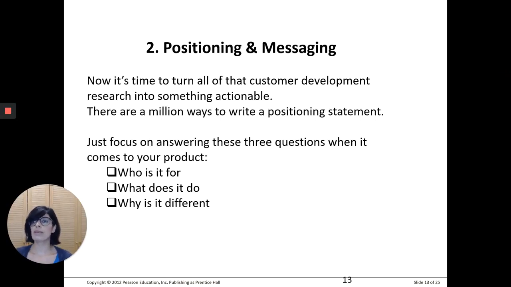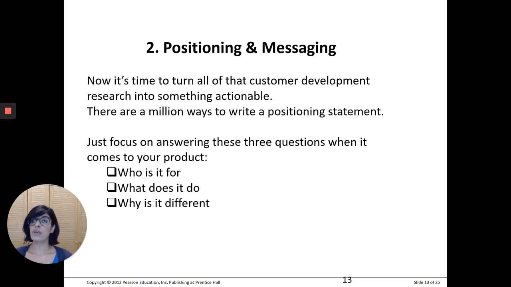So that was how to understand your customers and research them. Let's now look at positioning and messaging. Once you've got your customer development or customer research, you have to turn it into something very actionable. And there are hundreds of thousands, if not millions of ways to write a positioning statement. But when you write the statement itself, it has to focus on answering three key questions about your product.